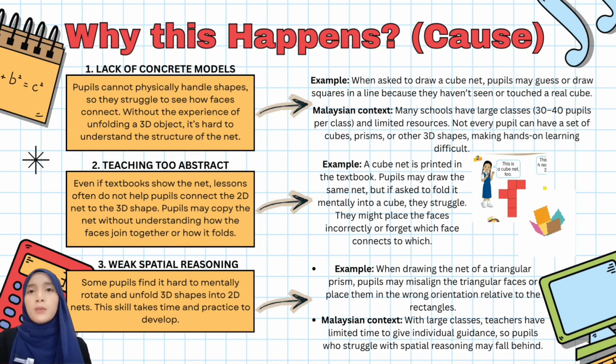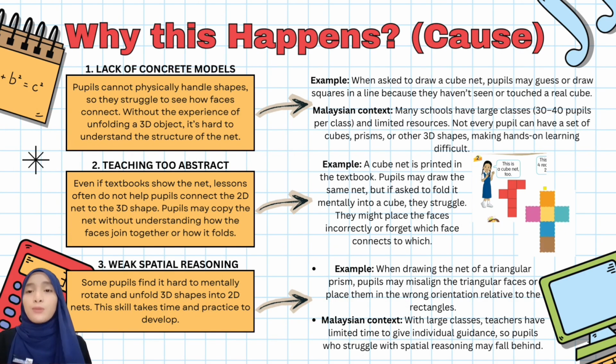For example, in Malaysia, many schools have large classes and limited resources. Not every pupil can have a set of cubes, prisms or other 3D shapes, making hands-on learning difficult.